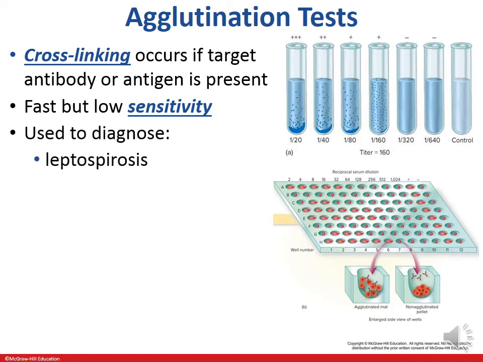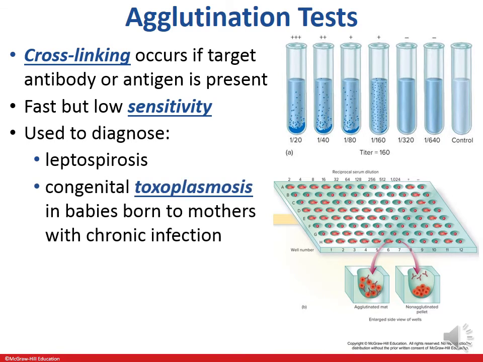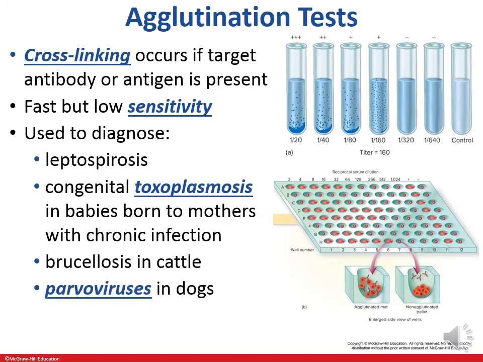But it is helpful to diagnose certain diseases like leptospirosis and congenital toxoplasmosis. You can diagnose this very early in a baby that has been born to a mother with chronic infection, so the treatment can start immediately. Brucellosis, which is a disease we vaccinate against in cattle, but it can be diagnosed using these tests, as well as parvo in dogs.